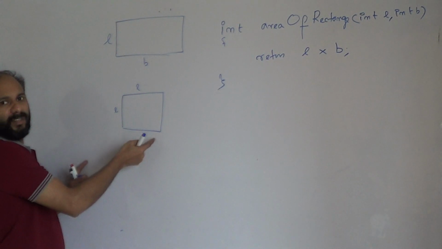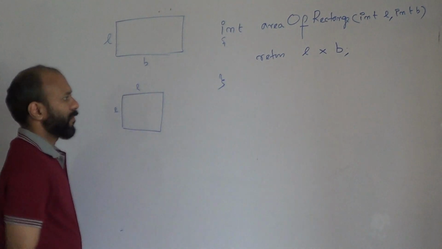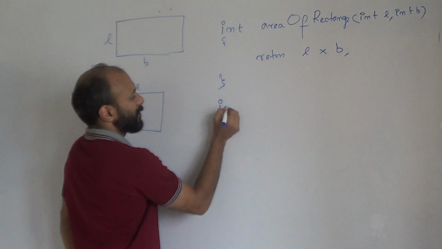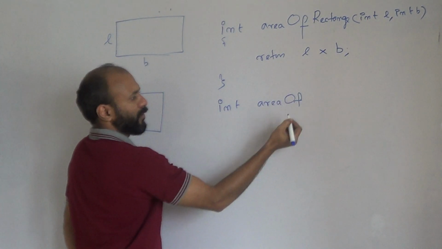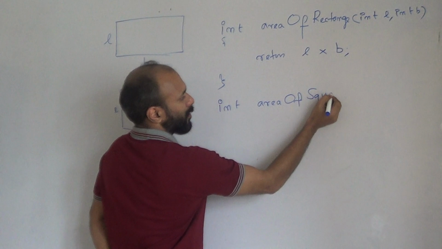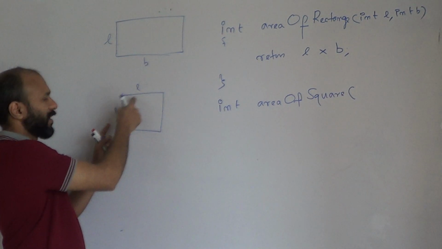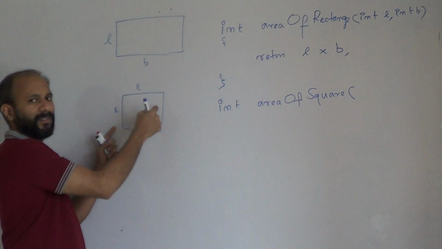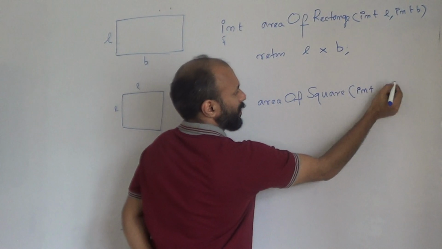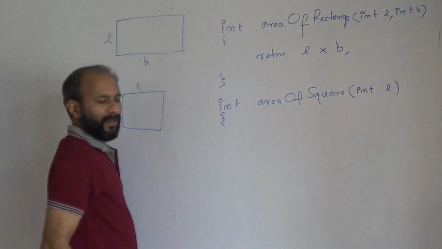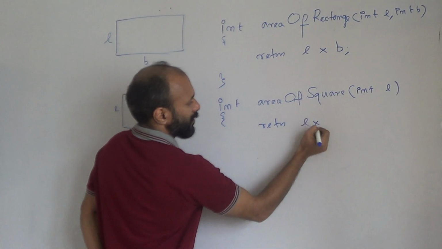Now I am writing a function for calculating the area of this square. Here I am writing int area of square. Here I am taking only one argument, that is length. Length is the same across all the sides. Here I am writing int length. Inside this function I am writing return L into L.